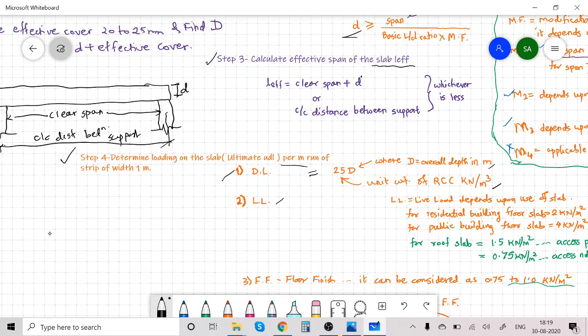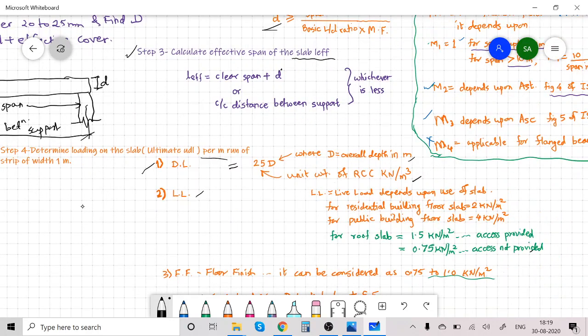Then live load. Live load depends upon the use of the slab. If it is a residential building floor slab, you will consider live load as 2 kilonewton per meter square. For a public building floor slab, you will consider 4 kilonewton per meter square. And if it is a roof slab with access provided, you will consider 1.5 kilonewton per meter square. And if access is not provided, you will consider the live load as 0.75 kilonewton per meter square.